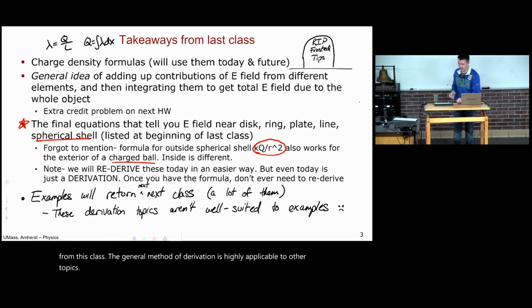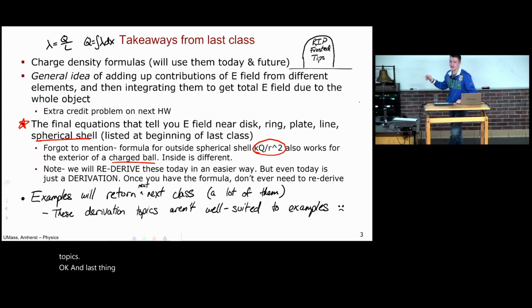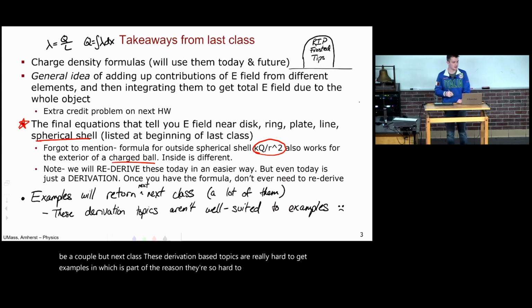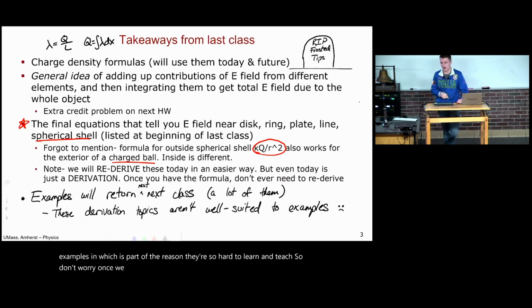Last thing is examples will return in droves. Not next class, maybe, there'll be a couple, but next class. These derivation-based topics are really hard to get examples in, which is part of the reason they're so hard to learn and teach. So don't worry, once we get to voltage, we're going to be back into the promised land of examples.